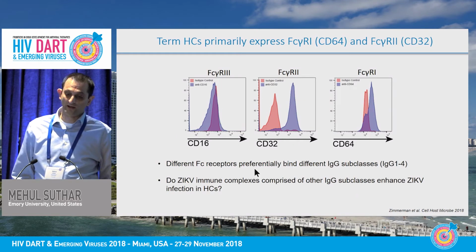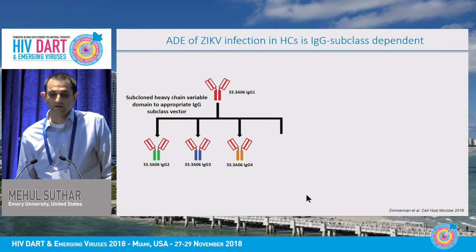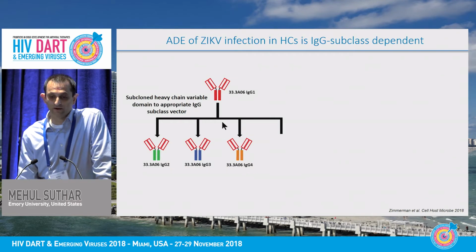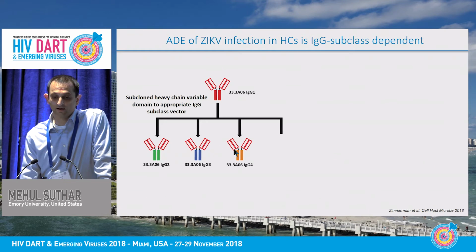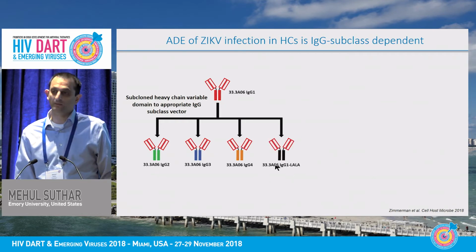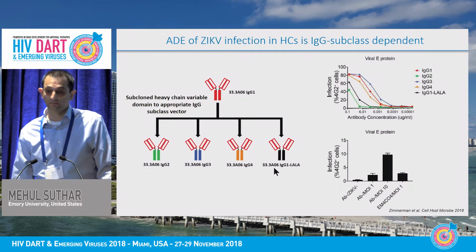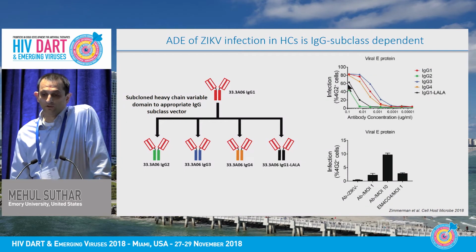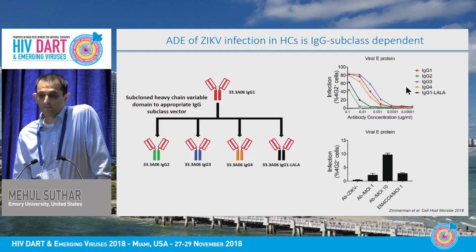So we next wanted to ask what effect does this have on other subclasses of IgG, enhancing Zika virus infection in these Hofbauer cells. So again, with the help of Jens Rammert's lab, we generated various subclasses of antibodies that have the same exact epitope region where this antibody binds to the virus. We also created a LALA mutant of the IgG1 version of this as well. And what we find is that in a dose-dependent manner, we see differences in IgG subclass dependent enhancement of our Hofbauer cells. What's interesting is that we see IgG1 and IgG3 showing the highest levels of antibody-dependent enhancement.